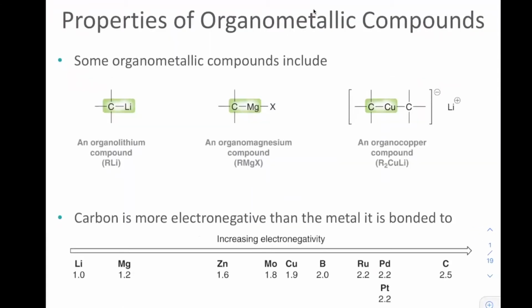Organometallic compounds are when we have a carbon group next to something that is electropositive. And so here we have lithium and magnesium and copper as three possible examples. So this is called an organolithium compound, an organomagnesium compound, or an organocopper compound. And in each case, our metal, the lithium, the magnesium, and the copper, are positively charged, and our carbon then is becoming negatively charged. And so this allows us to have carbon act as a nucleophile.